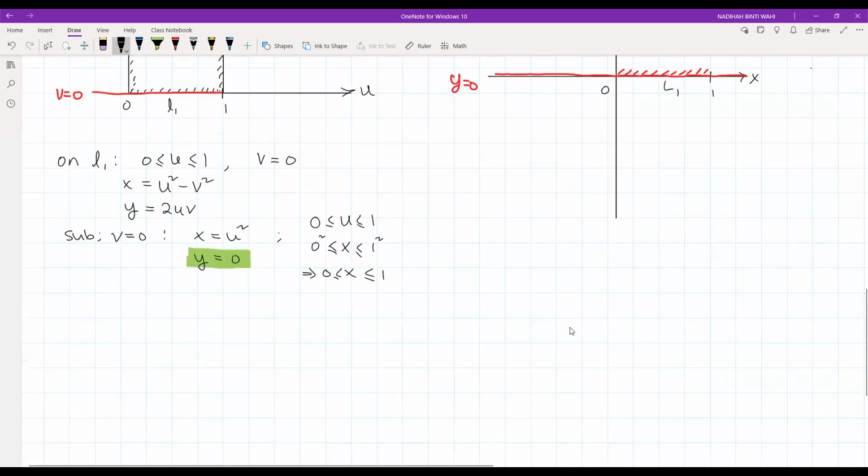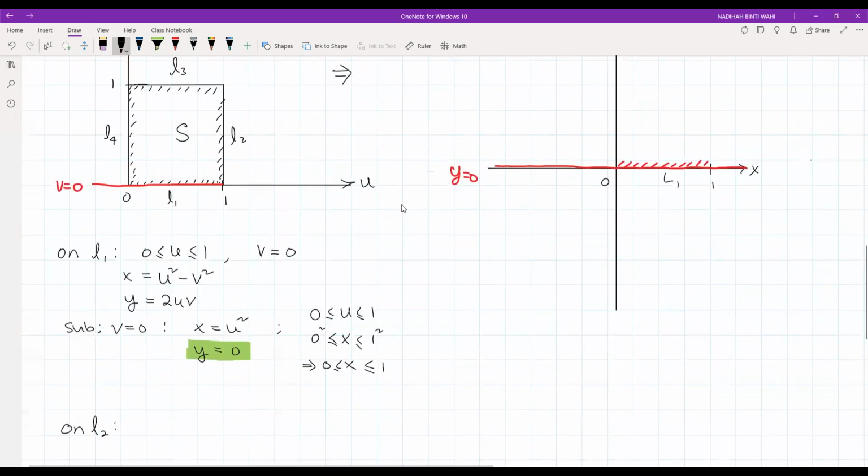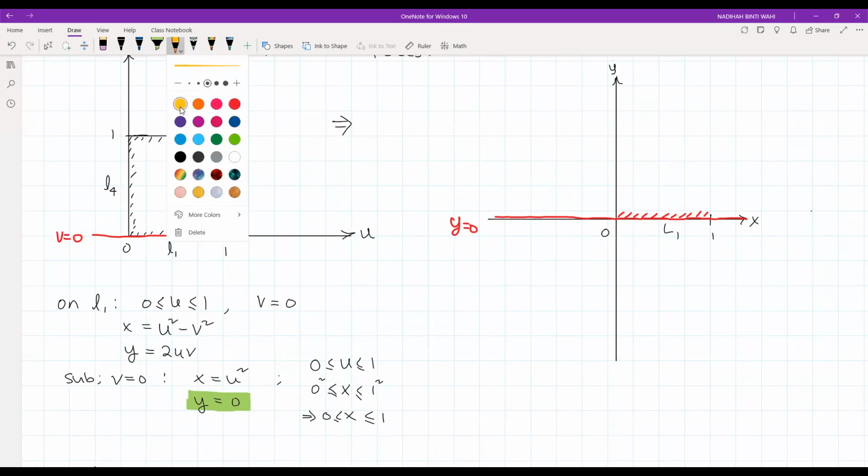Okay, now let's look at the second line, which is when U equals to 1, on this part, U equals to 1. Let's use a different color. So this is the second line.